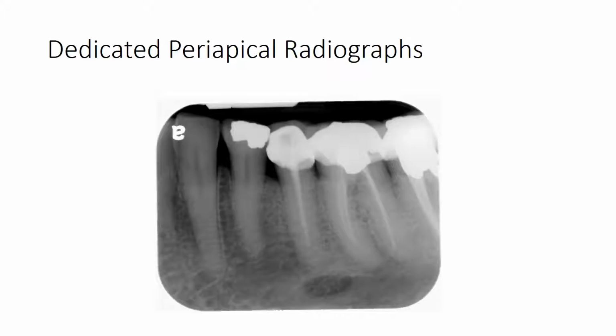Notice the rounded radiolucency below the second premolar. Also note the adjacent periodontal ligament space and lamina dura are completely intact. Therefore, this radiolucency represents a normal structure and not apical pathology. This structure is the mental foramen.